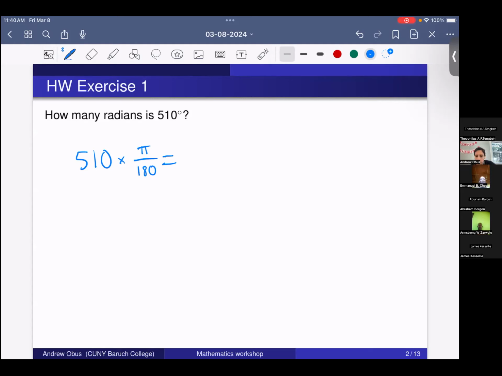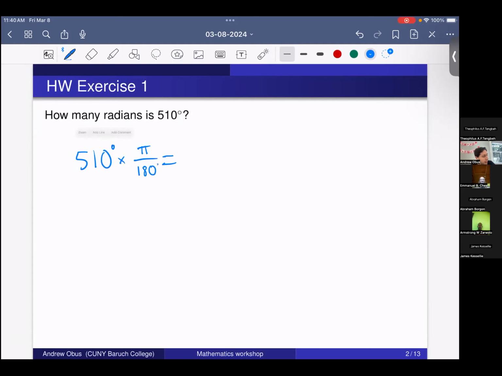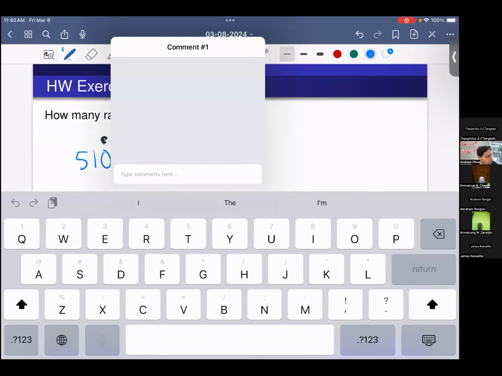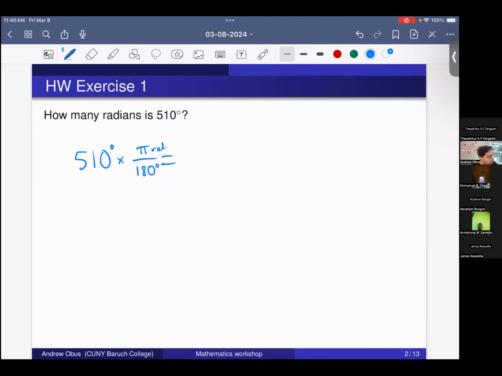Okay. So as you were saying, you multiply degrees by pi over 180. Yeah. So if we want to do this right, I can write the units here. This is pi radians divided by 180 degrees.